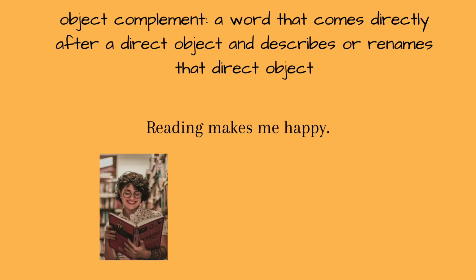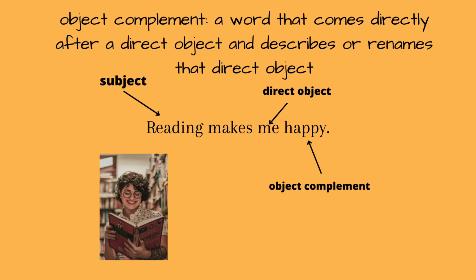Reading makes me happy. Our subject in this sentence is reading. Our direct object is me. And happy describes me. Happy is the object complement in this sentence. So, looking at these three sentences, we can see that the object complement can be a noun, pronoun, noun phrase, or adjective phrase. Let's look at some more examples.